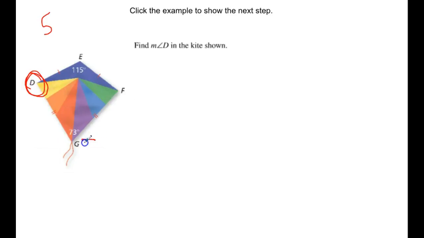Okay, I'm told the measure of this angle, and I'm told the measure of this angle. So now I know what's left. If I look back at my kites, I know that angle D is congruent to angle F because they're opposite of each other and they're each between the different sides. So D is congruent to F, so they have the same measurement.